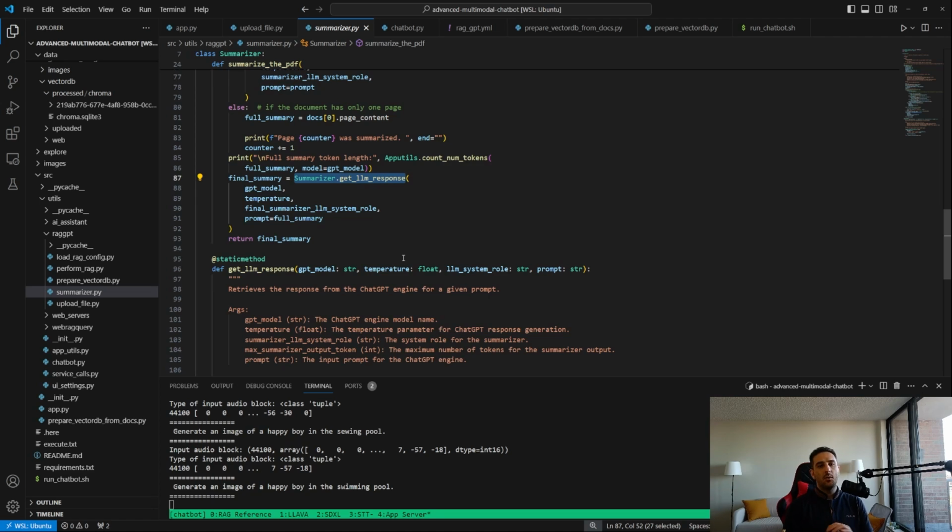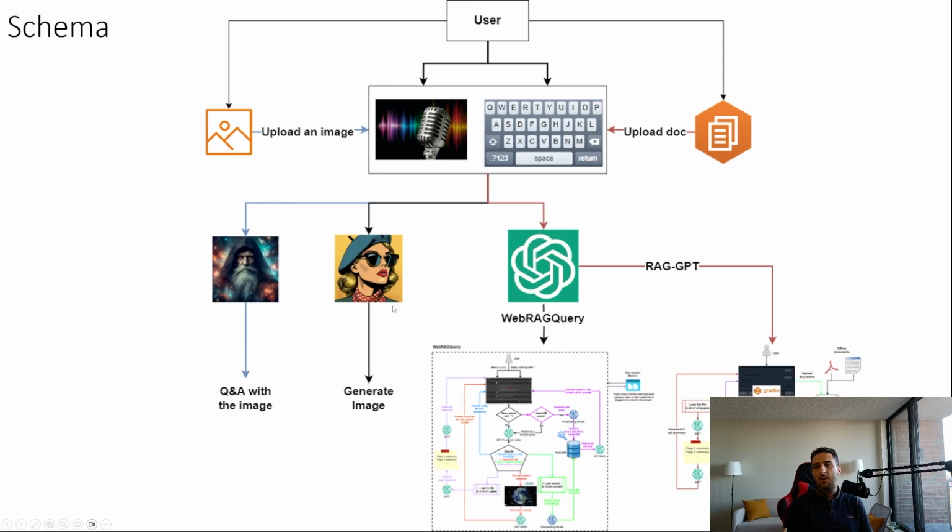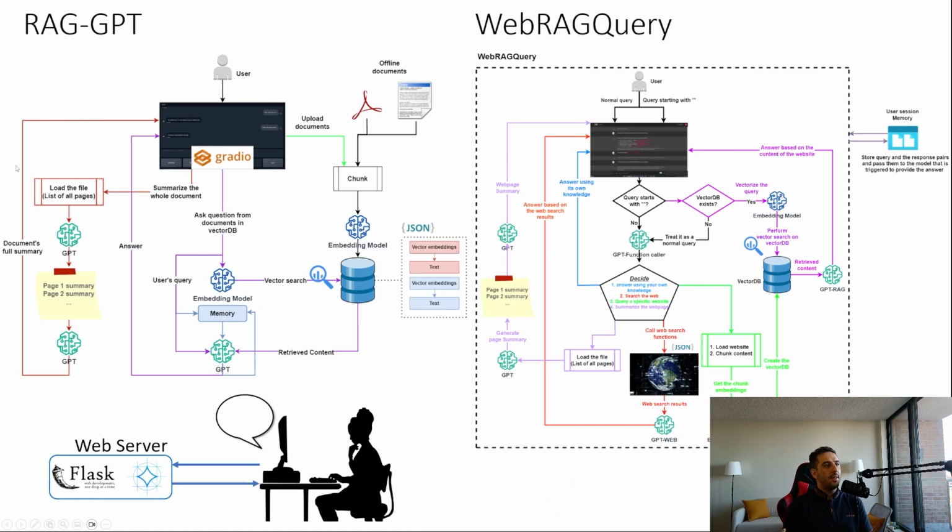And for now, we covered all the branches in RAG-GPT. So we saw everything on the left branch. Let's see it in action.